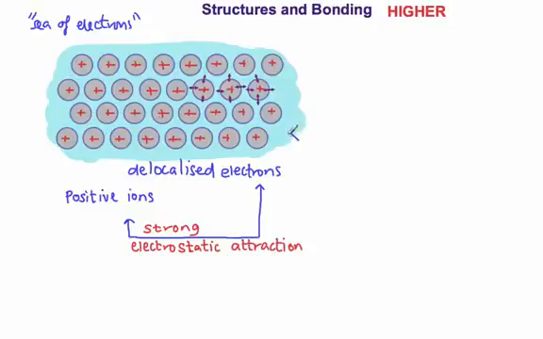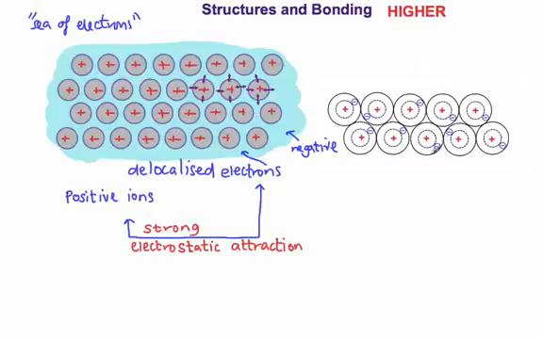Remember, this is negative, or you could label it as delocalized electrons, and the positive metal ions attract to this negative area, holding the whole thing together. So this is one way you should be able to recognize the metallic bond, and there's one other way which is mentioned in the specification.